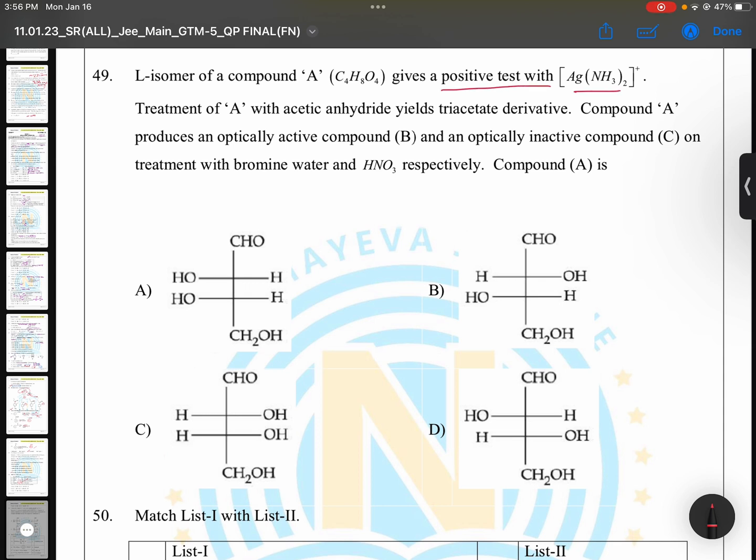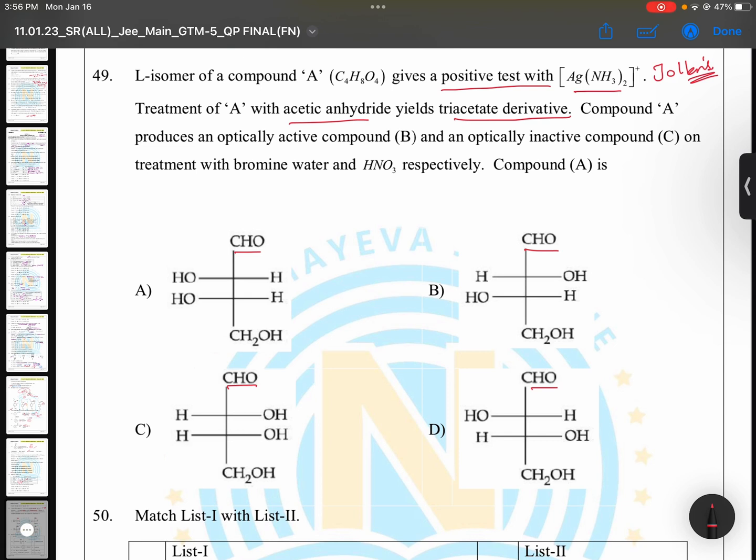A positive test with silver ammonia, that means Tollens reagent. And to show a positive test with Tollens reagent, it must be an aldehyde. All these are aldehydes. With acetic anhydride, a triester derivative means 3 OH groups should be there. All of them have 3 OH groups. So it gives no sense, we don't get any idea here.